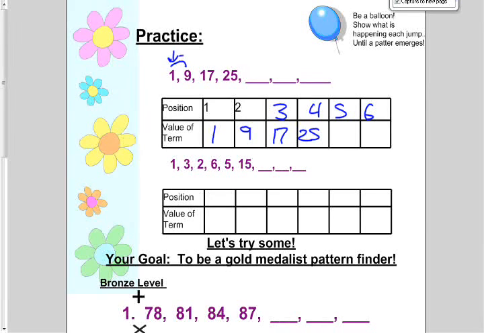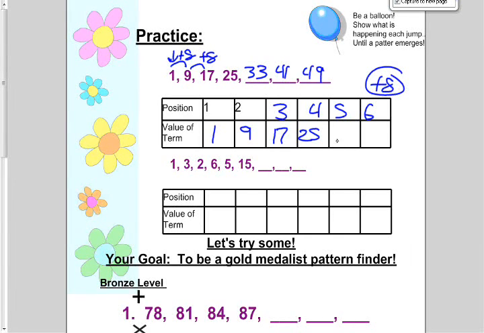So to get from 1 to 9, I'm going to add 8, 9 to 17, add 8. So plus 8 seems to be our rule. So let's continue that pattern. 25 plus 8 is 33, plus 8 is 41, plus 8 is 49.